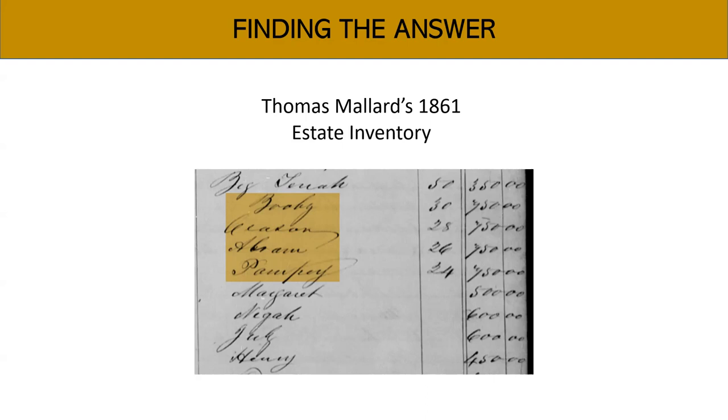So what about Margaret then? We know that Margaret and Abram Houston had three children who were born before emancipation, and they all could have been born by this time, given the vagaries of ages in the census records.